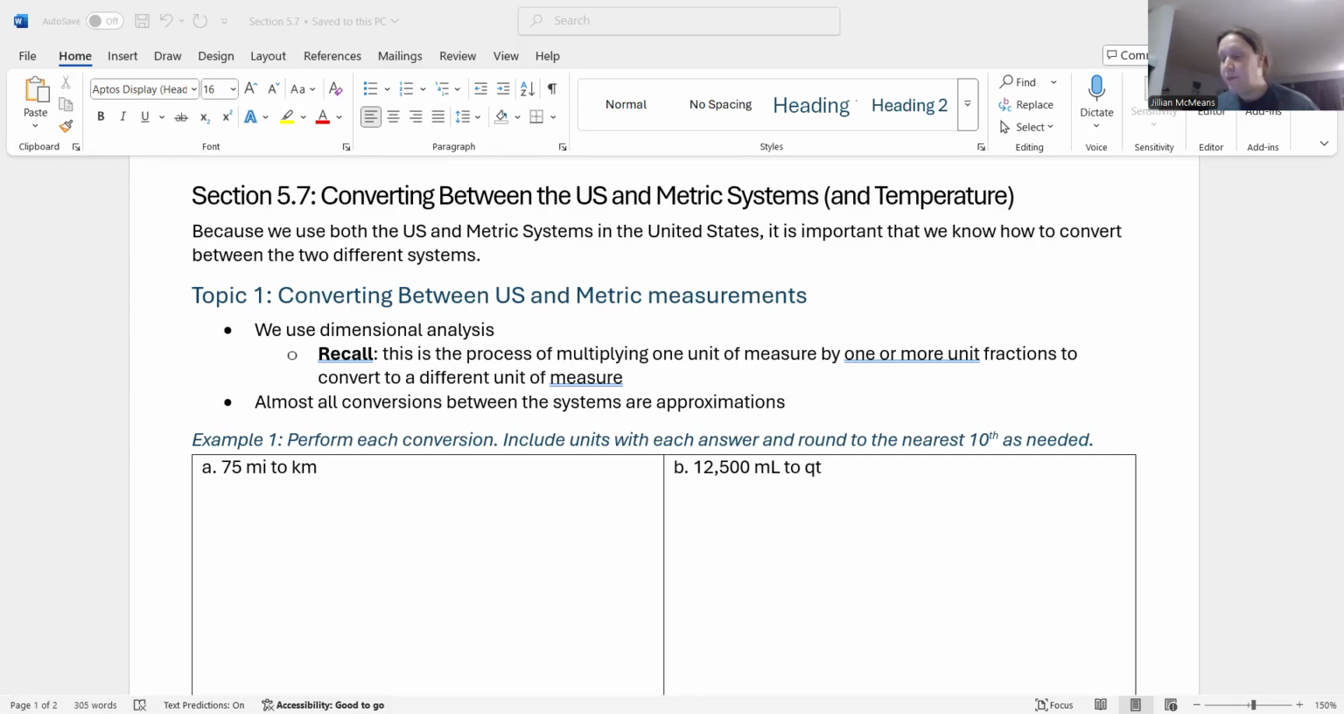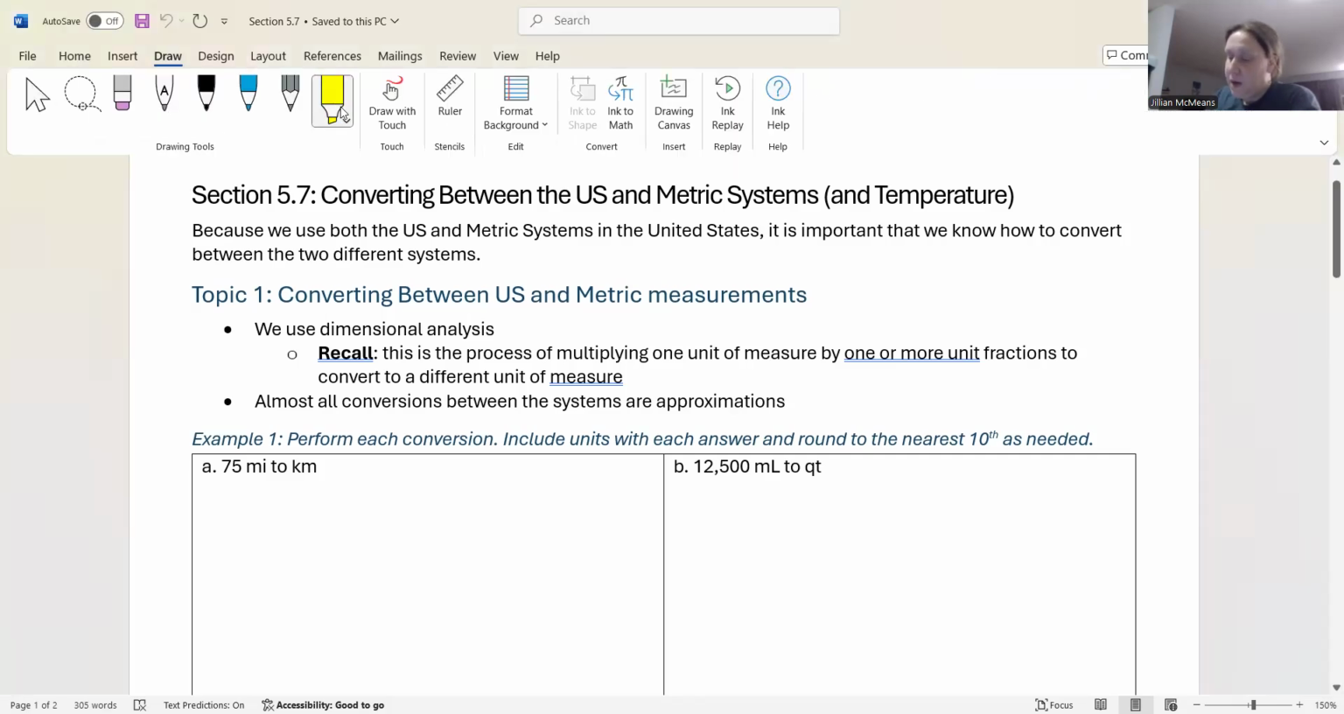Okay. The good news is we don't have to learn a new process. Basically, when you're converting between the two systems, we have to use dimensional analysis and those unit fractions. So that's maybe a slight bummer, because converting in the metric system is nice because we just move decimals around. But when we start converting metric to US, we have to go back to dimensional analysis. So, with that said, let's remember that dimensional analysis is the process of multiplying one unit of measure by one or more unit fractions to convert to a different unit of measure.